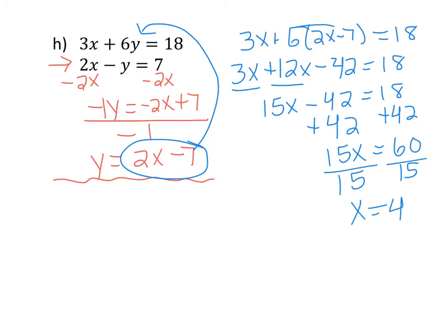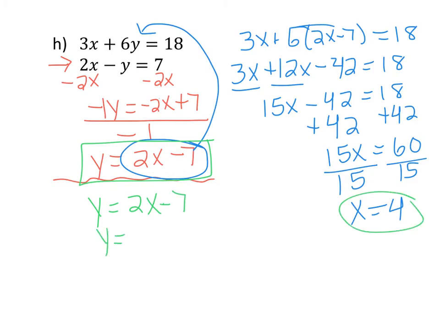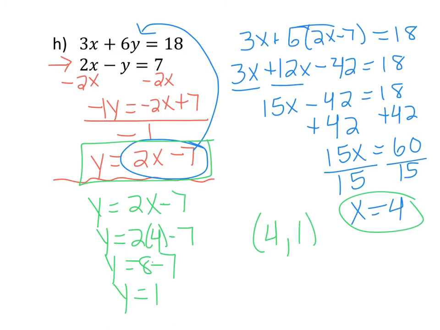And it doesn't matter which one you plug into. I think I'm going to use the one I solved for though. Y equals 2x minus 7. I'm plugging in 4 for x. Y equals 2 times 4 minus 7. Y equals 8 minus 7. Y equals 1. So the ordered pair is 4, 1. Let's do one more together. Let's do J. You can go ahead and do I on your own.